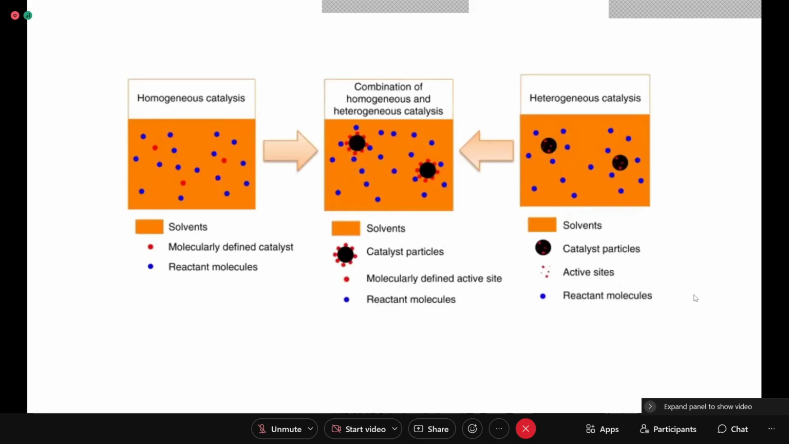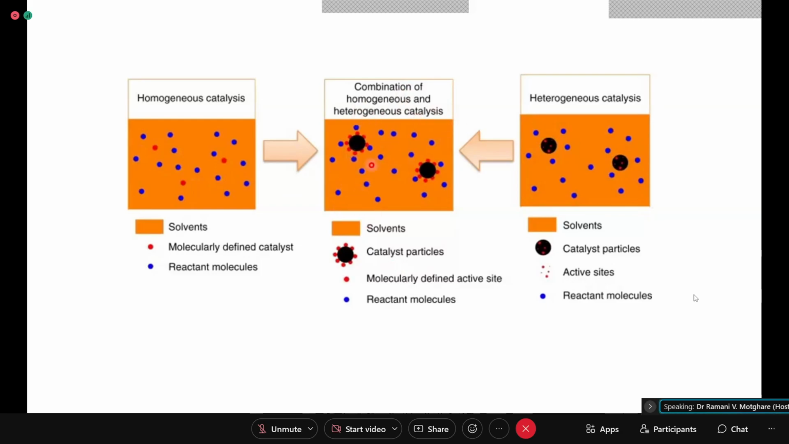Okay, so in heterogeneous catalysis you have some particulate material acting as an adsorbent, you have a liquid solvent, a molecularly defined catalyst is there, and the reactant molecules are dissolved in this aqueous solvent. So these solute particles are there in the dissolved condition. Now you find that this is your heterogeneous substance. Now a combination of homogeneous and heterogeneous catalysis can be there.